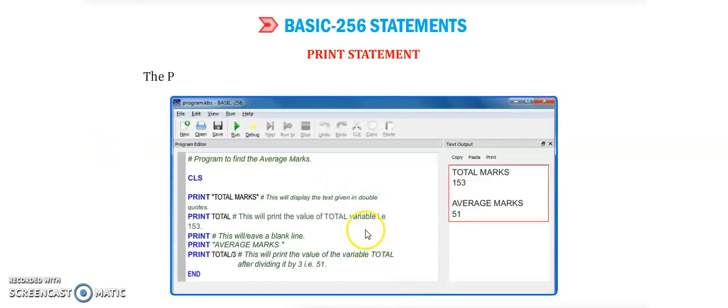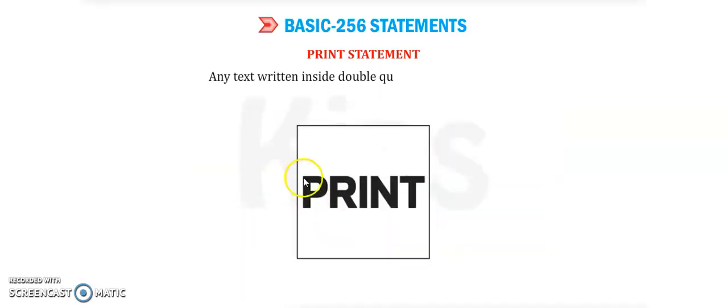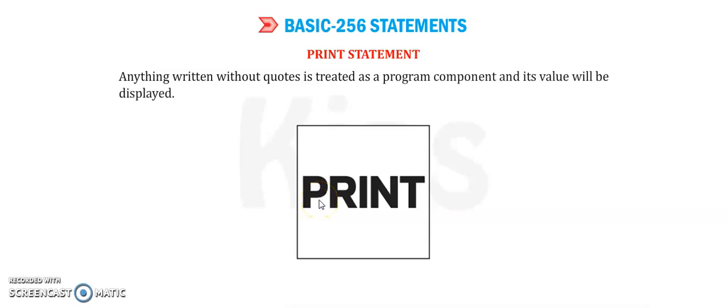Next is the print statement. What is the use of the print statement? The print statement is used to display text and numbers in the text output area. Any text written inside double quotes is printed as such. Anything written without quotes is treated as a program component, and its value will be displayed.